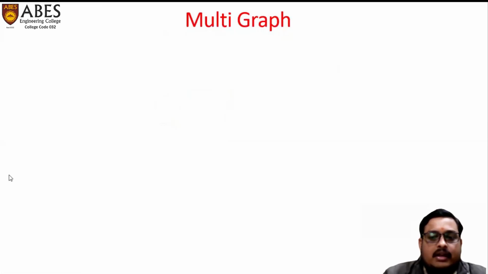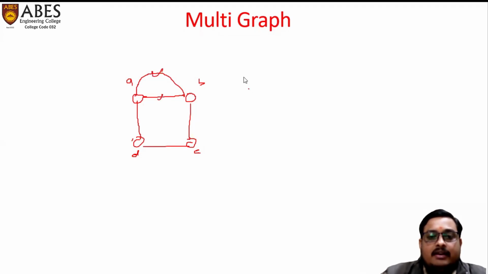Now, what is a multigraph? So, if we have a graph like this, named A, B, C, D. The vertices of the graph are A, B, C, and D. We have edges like this, like this. So we can see here there is only one edge between A and B. If there are multiple edges between A and B, we have another edge. So this is called a multigraph. If we have more than one edge between a pair of vertices, that is known as a multigraph. So this is a multigraph.